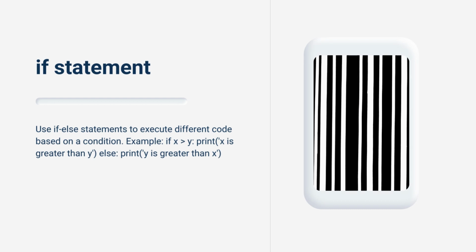Now let us know about the if statement. Use if else statements to execute different code based on a condition. Example of if statement: let us take two variables x and y. If x is greater than y, print x is greater than y, else print y is greater than x.